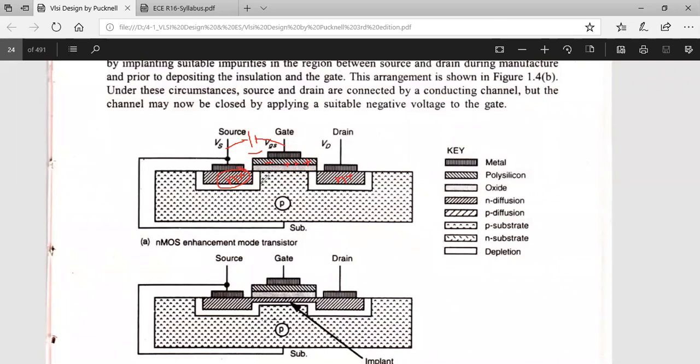A channel will be formed between the source and the drain in the initial stage, but after some time the channel will vanish near the drain. There will not be any channel near the drain. Why? Because I am continuously increasing the positive voltage. So that is the general operation of the MOS transistor. I will repeat it once again. Just observe.